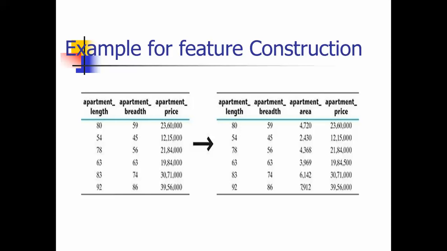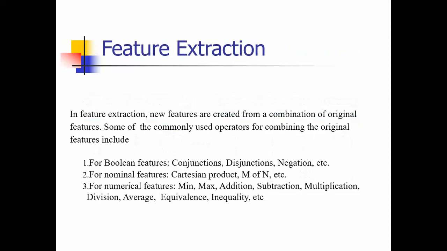In this scenario, how will the features be constructed? If you observe, the already presented features are length and breadth. By utilizing these features, I am generating another new feature, apartment area. So this is an example for feature construction. This will improve the prediction results of your model. Based on the already presented attributes, if I generate any new attribute or new feature, then we call that concept feature construction.